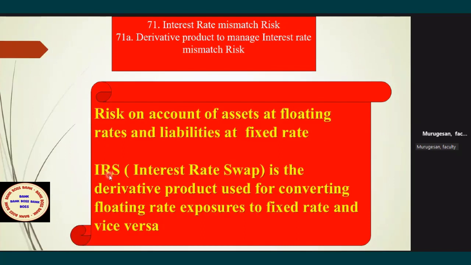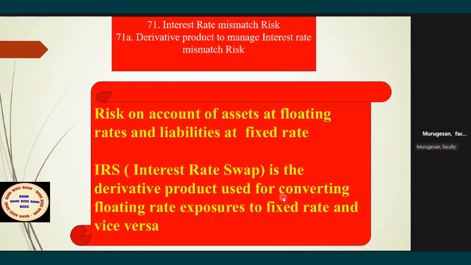What is the FCNR risk? I will come to that. IRS: what is IRS? Interest rate swap. What is the interest rate swap? It's a deal outside the purview of your deposit and advances portfolio. It's a separate derivative deal that will help the banker convert floating rate exposure to fixed rate and vice versa. Just now we discussed, sometimes fixed rate will be better, sometimes floating rate will be better.